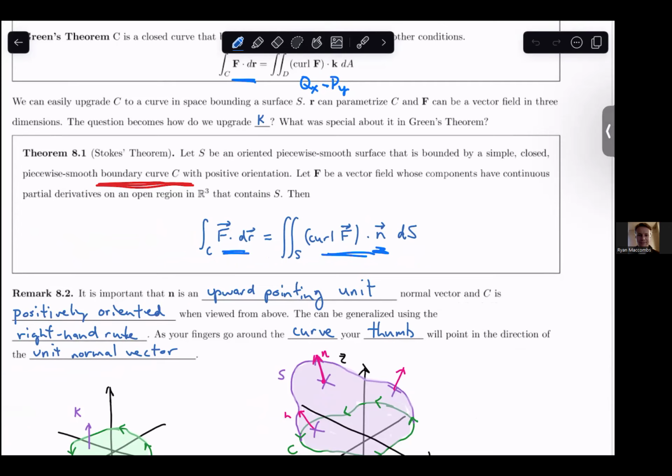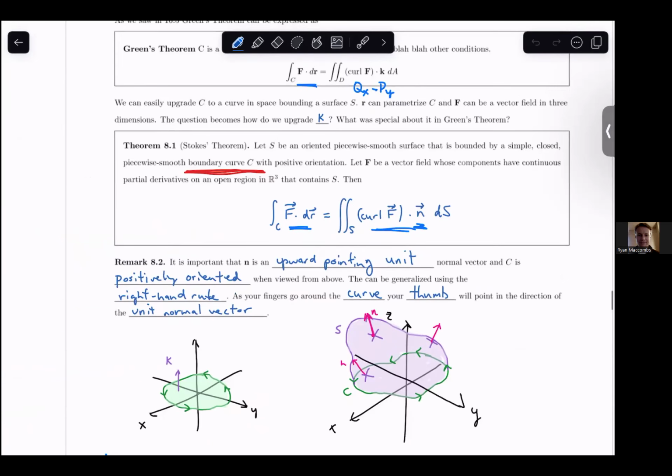And so this talks a little bit here, right? N is an upward pointing unit normal vector. C is a positively oriented when viewed from above curve. Of course, if you were to swap that around and have a downward pointing unit vector, then you would want to go clockwise, right? So have a negatively oriented curve when viewed from above. So again, you can always figure this out just using the right-hand rule. And I showcased this a bit in the pre-class video. We'll get more practice, especially in the second class.